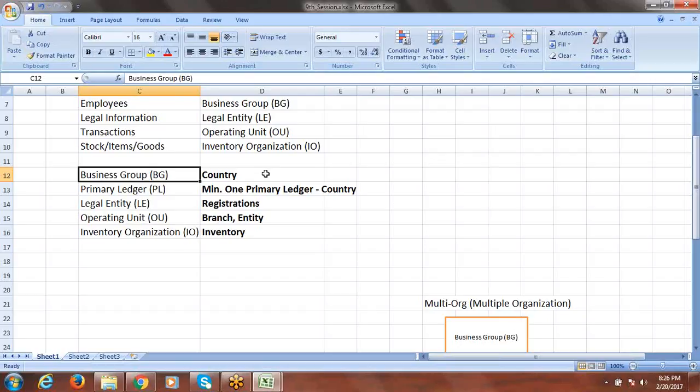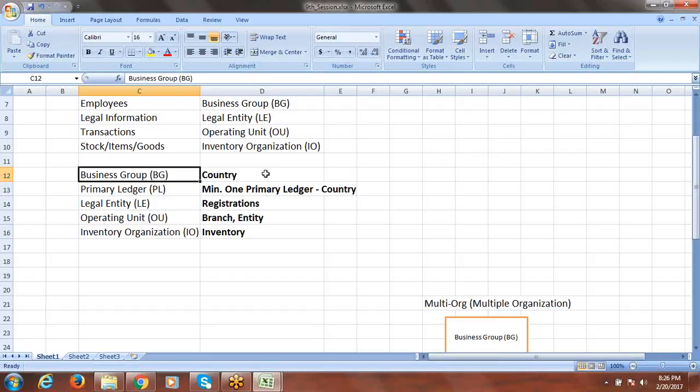Because for the payroll process, the taxation will be totally different for each country. And when you are creating the business group, you have to specify which country it is addressing, as well as within that country which currency the transactions should relate to. That is the reason you have to make the difference by creating separate business groups for each country.